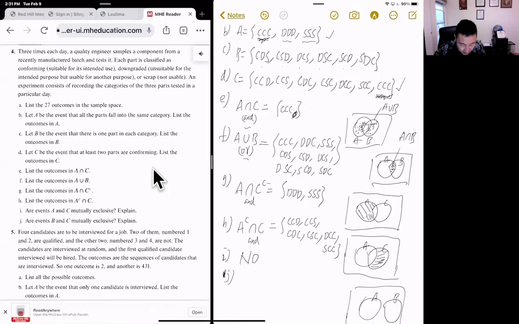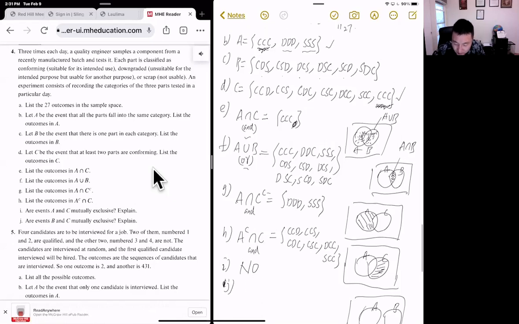Last part, J, are event B and C mutually exclusive? We just check the events in B and C, see if they have anything in common. Turned out they have nothing in common. So yes, B and C are mutually exclusive.